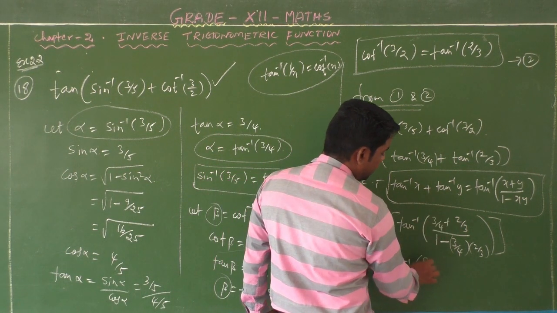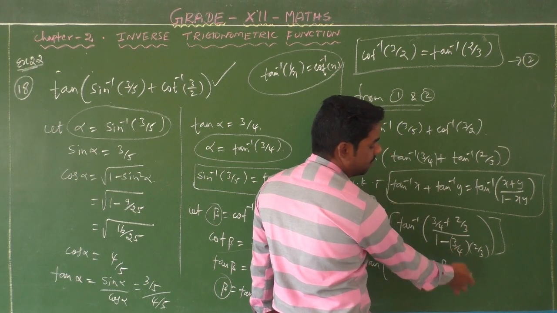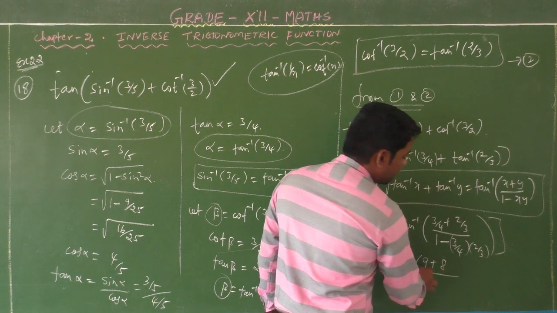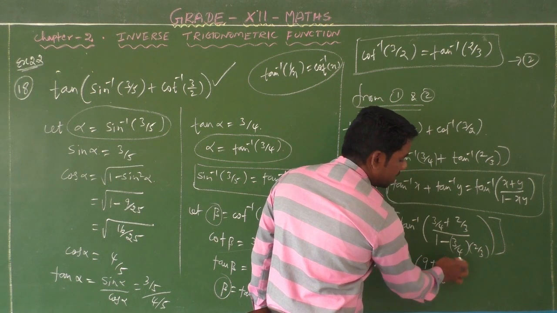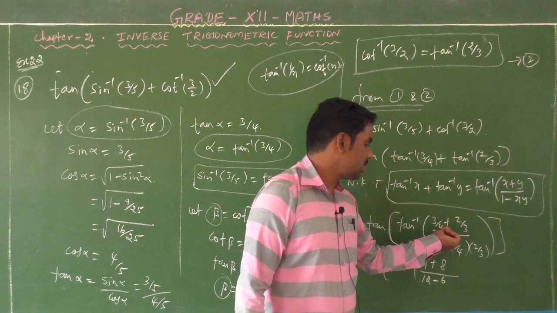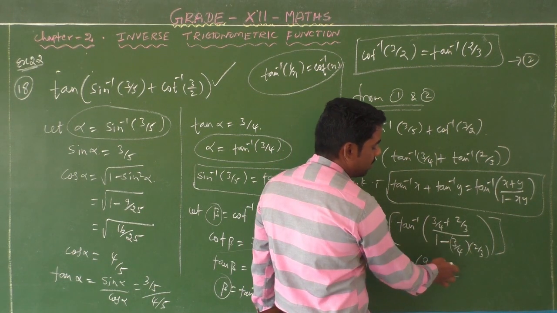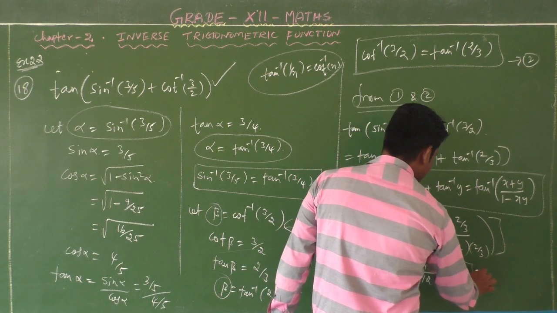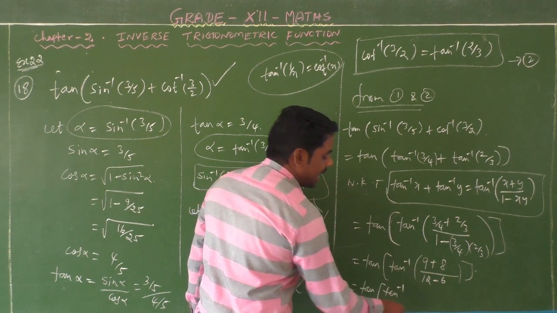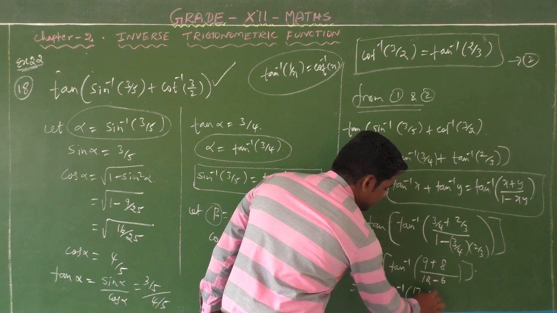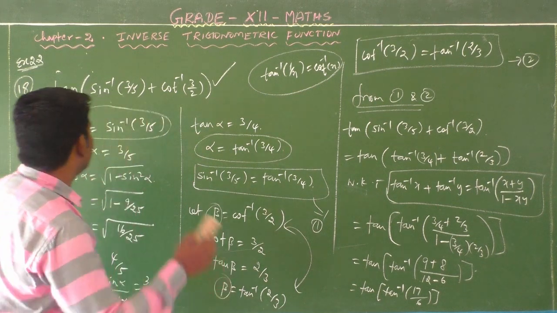Cross multiplication: 3 times 3 is 9, plus 2 times 4 is 8, divided by 4 times 3, which is 12. The denominator is also 12, so 12 and 12 cancel. In the denominator, 12 into 1 is 12, minus 3 times 2 is 6, whole divided by 3 times 4 is 12, so again 12 and 12 cancel. So we get 9 plus 8 divided by 12 minus 6, which is tan of tan inverse of 17 divided by 6.